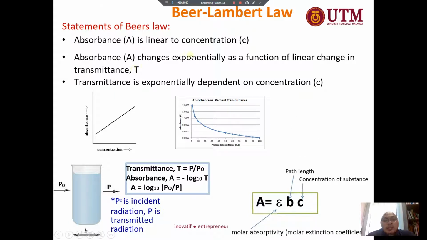The next: absorbance changes exponentially as a function of linear change in the transmittance.